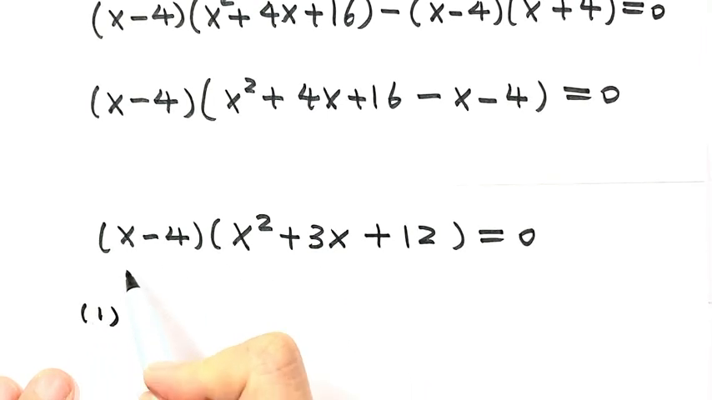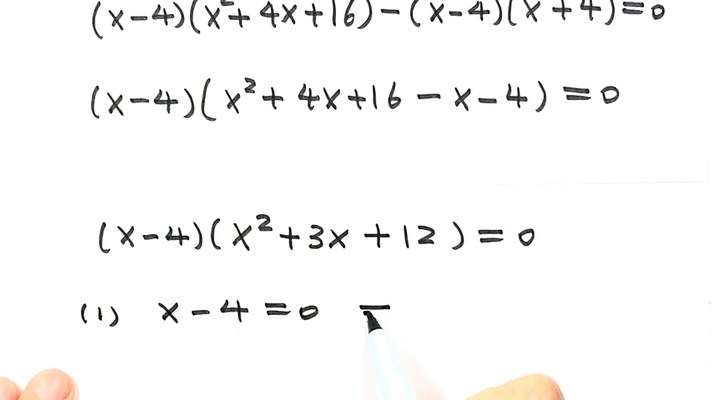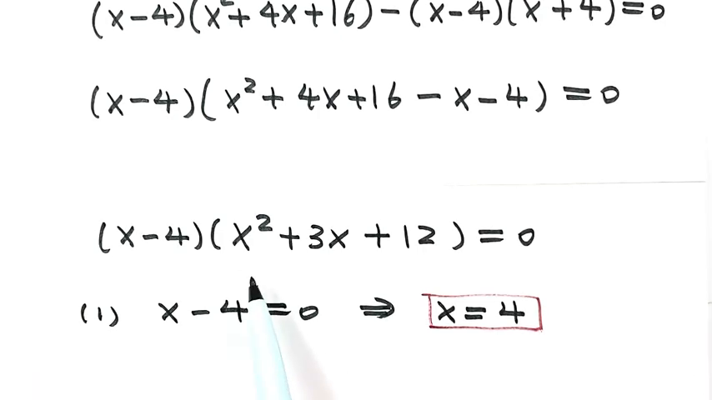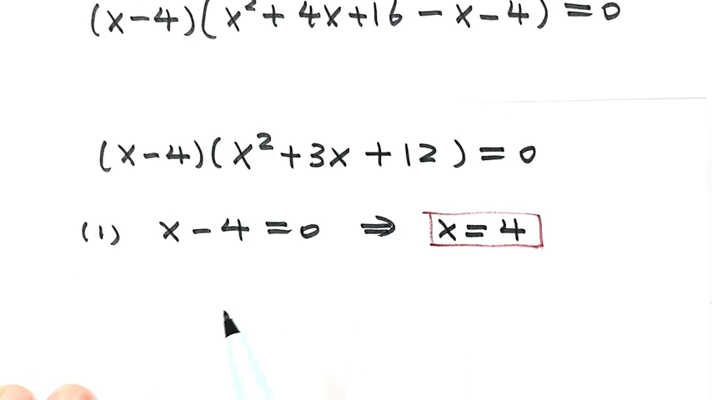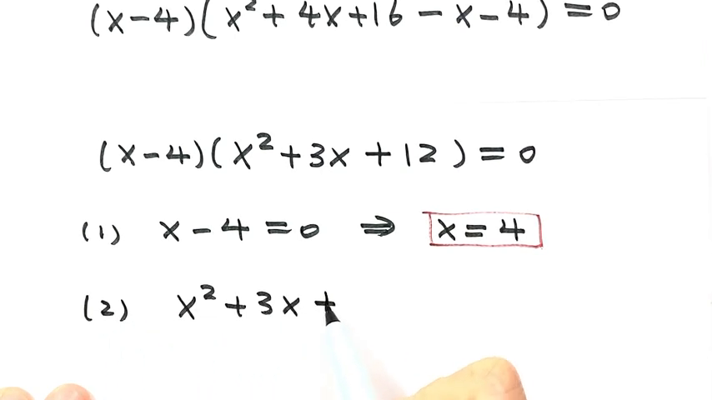So first, let x minus 4 equals 0. Then the solution is x equals 4. That is the first solution. Then let the second factor equal 0. Then here just x squared plus 3x plus 12 equals 0.